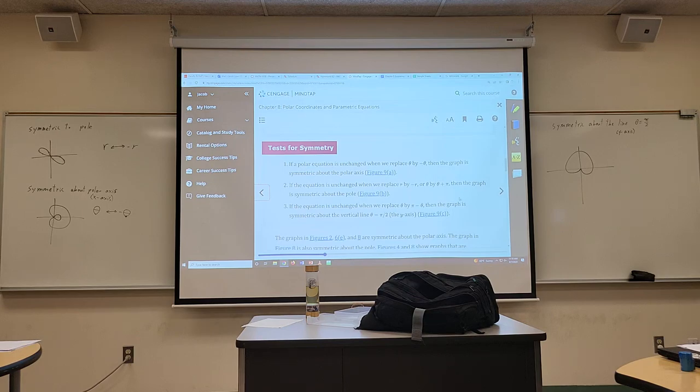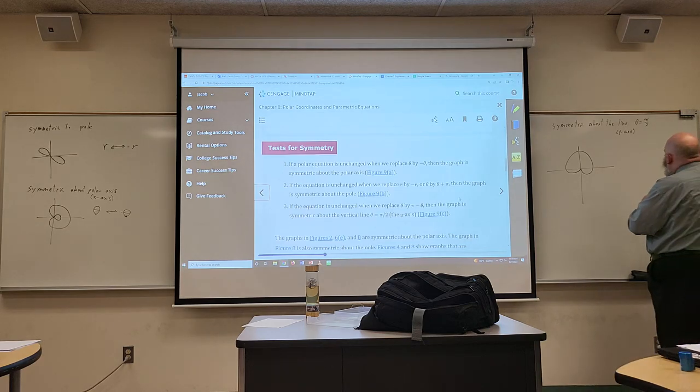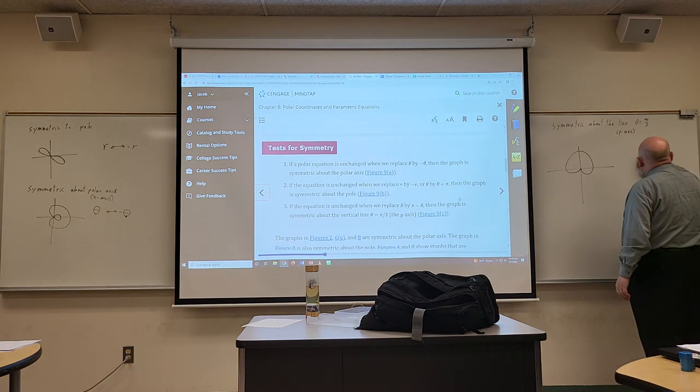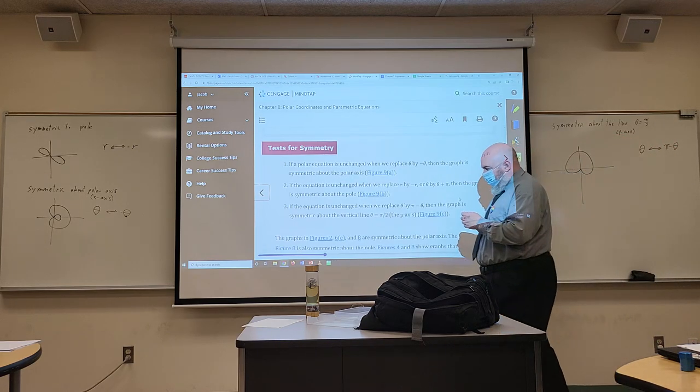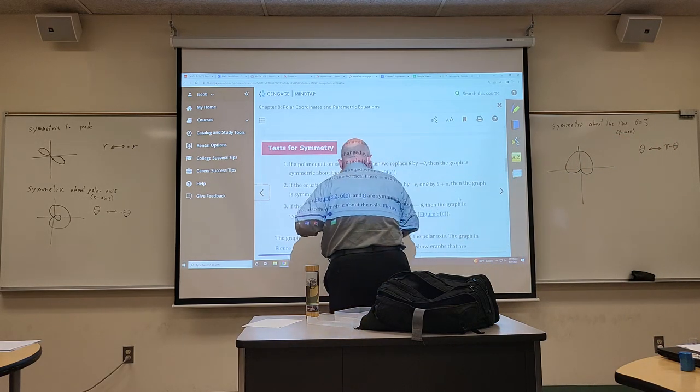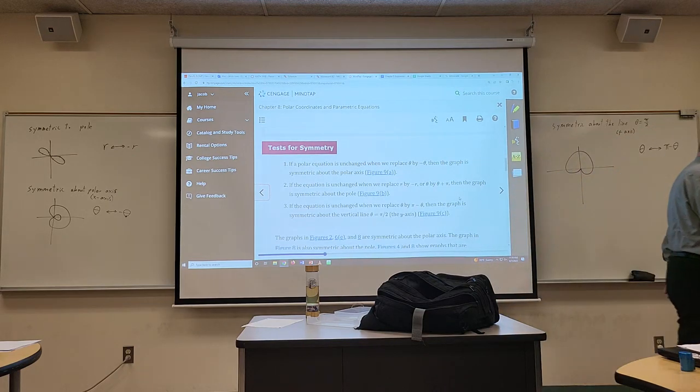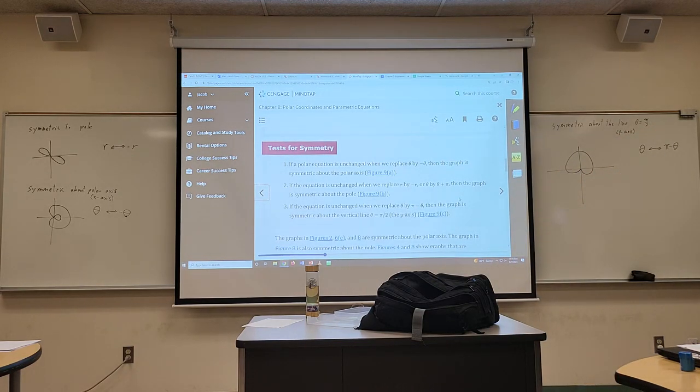Yeah, pi minus theta. So if theta and pi minus theta are interchangeable, that gives you that symmetry about the y-axis, or the line theta equals pi over 2. So that's how you can identify the types of symmetry. You can use them to help you graph.